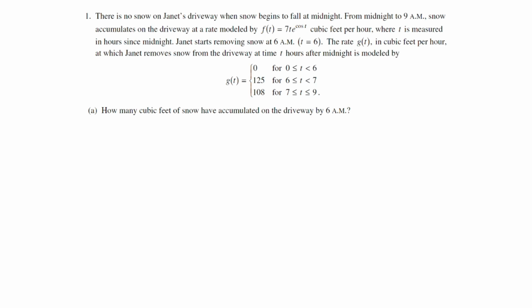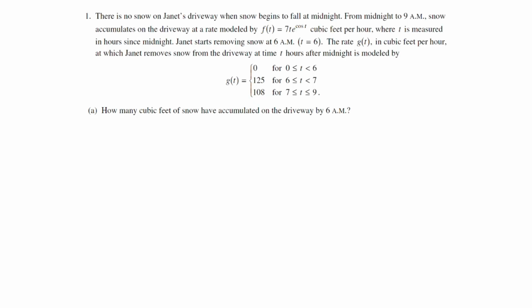And then at 6 a.m., she starts shoveling this snow. She removes snow at a rate g of t, which is a piecewise function. Her rate is 0 from 0 to 6, then 125 cubic feet per hour from 6 to 7. Then she slows down a bit to 108 from 7 to 9. We just want to know how many cubic feet of snow have accumulated on the driveway by 6 a.m.